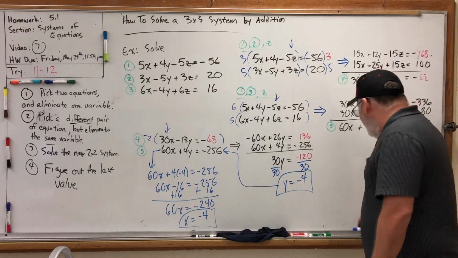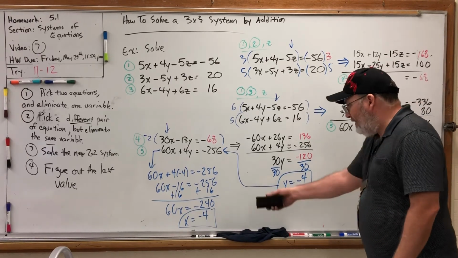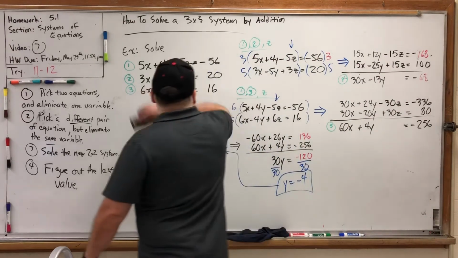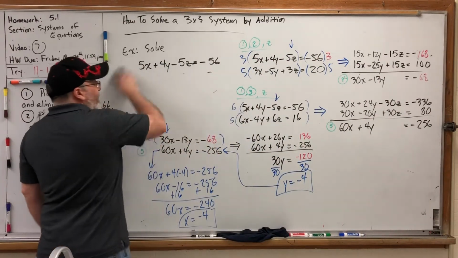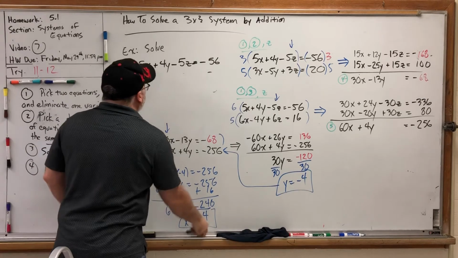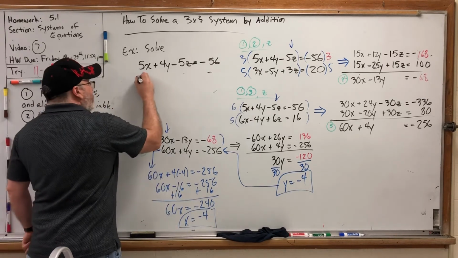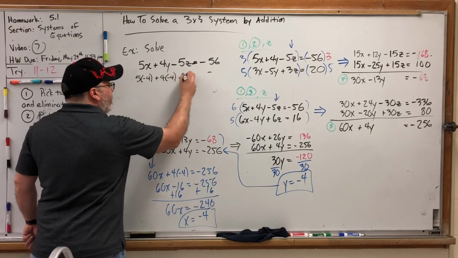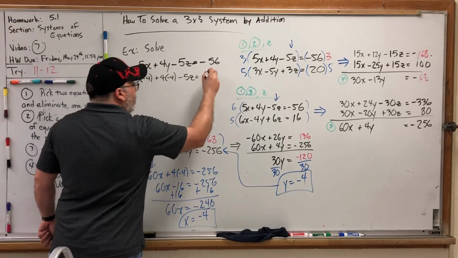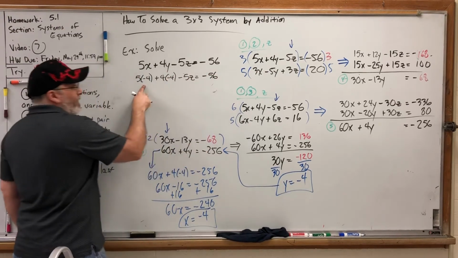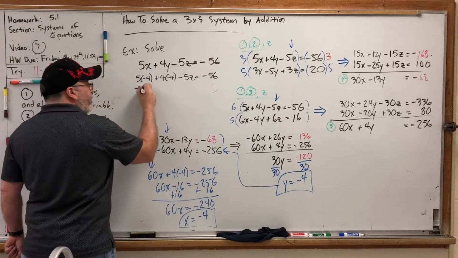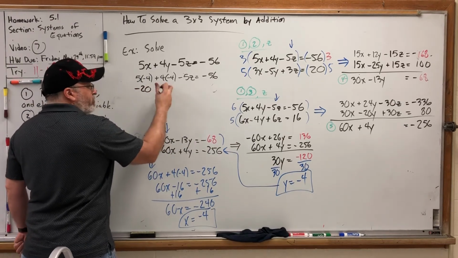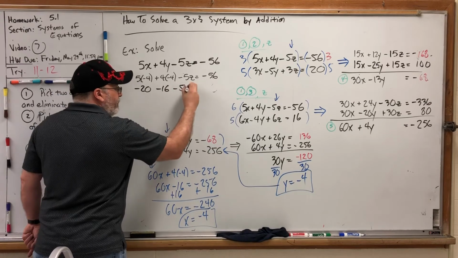So, we need to take negative 4 for y, negative 4 for x, plug it up here somewhere, and figure out z. Let's just use the original first equation. Alright, so x is negative 4, y is negative 4, z we don't know. 5 times negative 4 is negative 20. 4 times negative 4 is negative 16. Look at all these negatives.